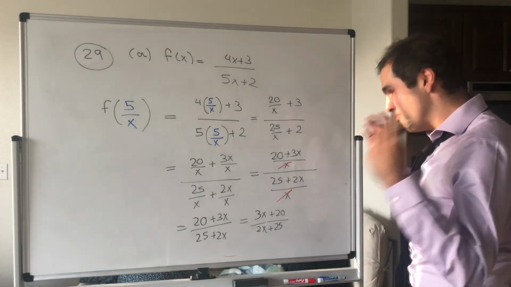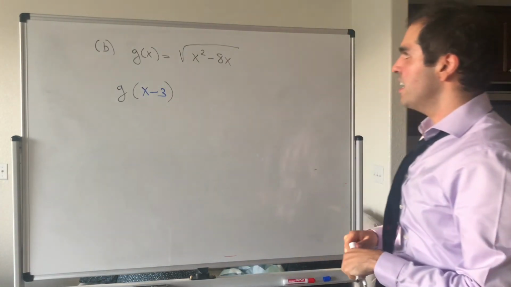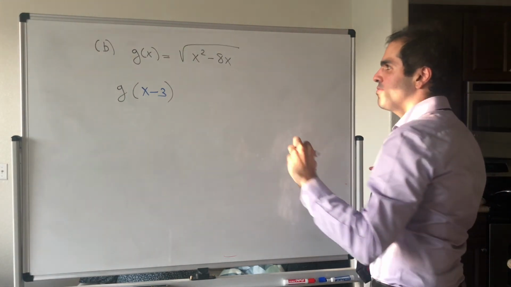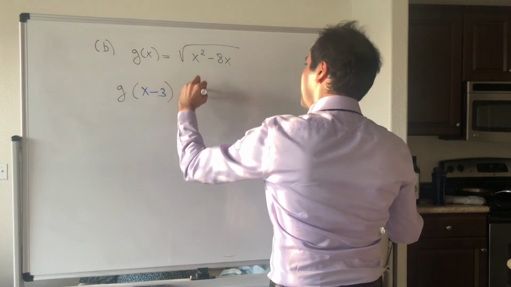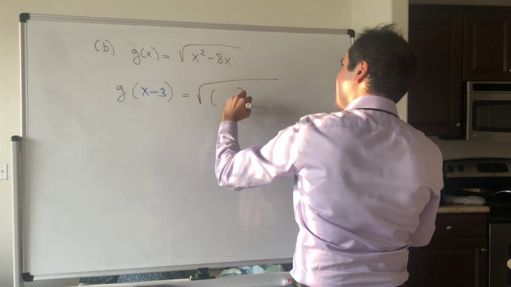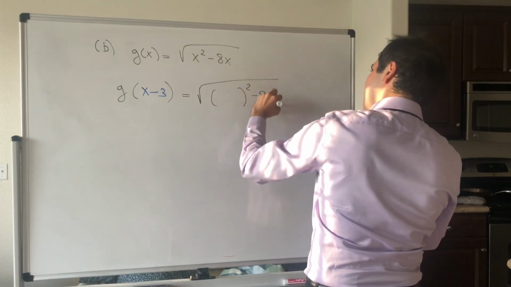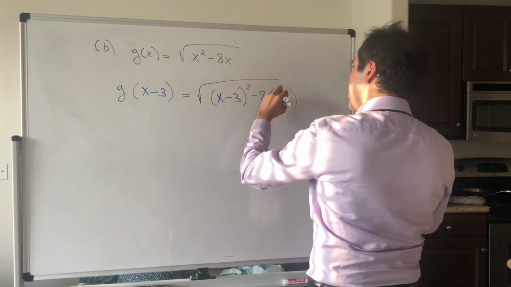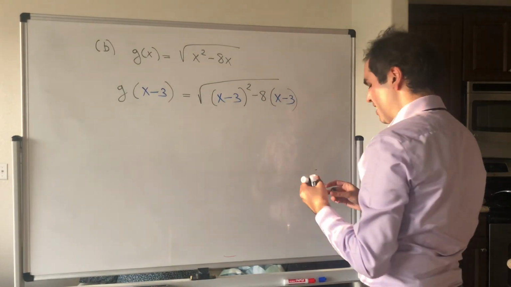All right, part B. Here g of x is square root of x squared minus 8x, and calculate g of x minus 3. Again, replace every instance of x by x minus 3. So we get x minus 3 squared minus 8 times x minus 3.